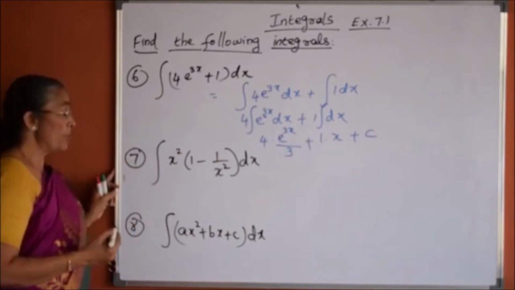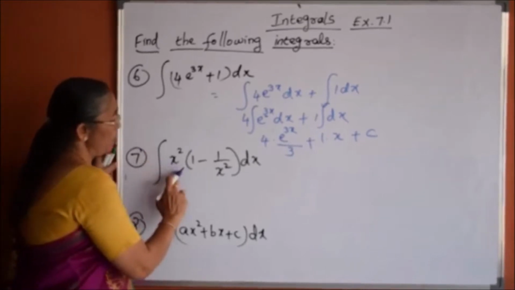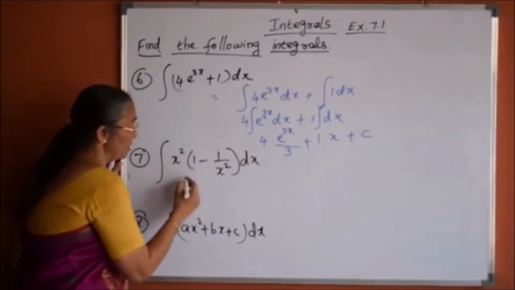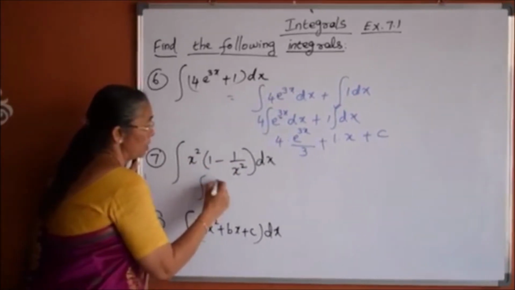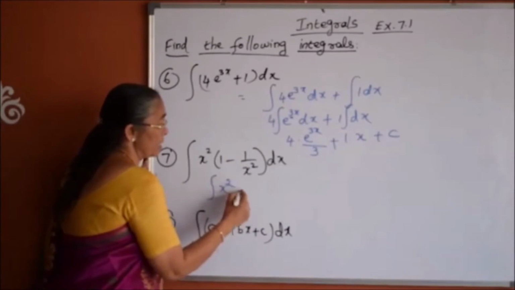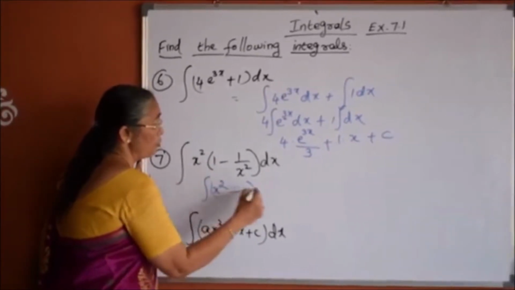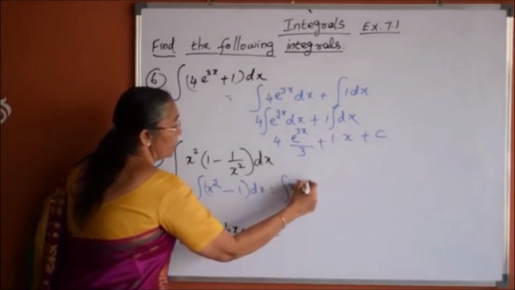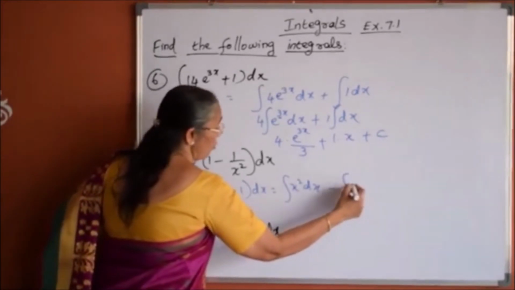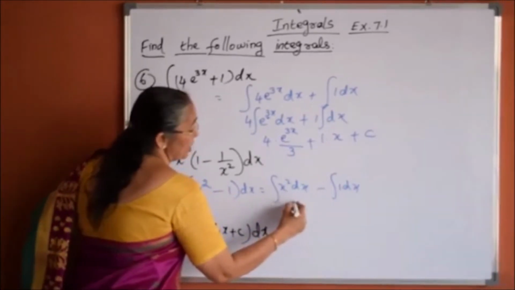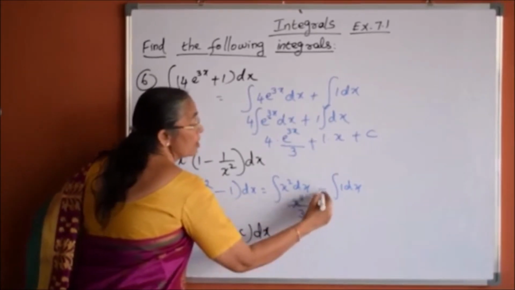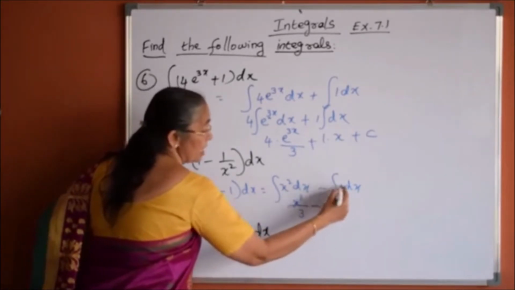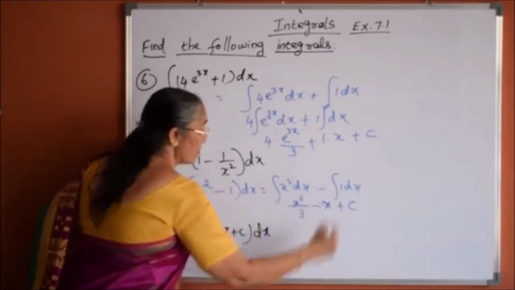Now problem number 7. Integration of x square of 1 minus 1 by x square dx. So let me multiply first this one. This is integration of x square into 1 minus 1 by x square, which is integration of x square dx minus integration of 1 dx. Integration of x square is x cube by 3, minus integration of 1 dx, which is x, plus c.